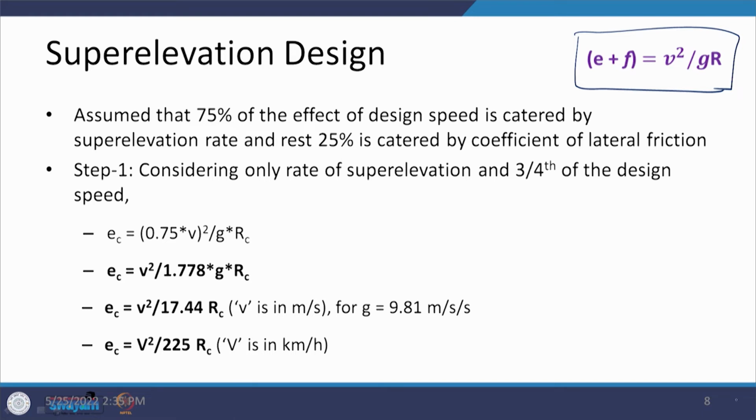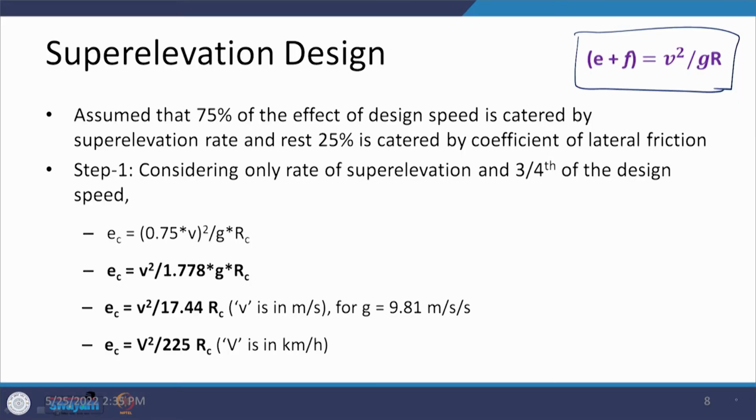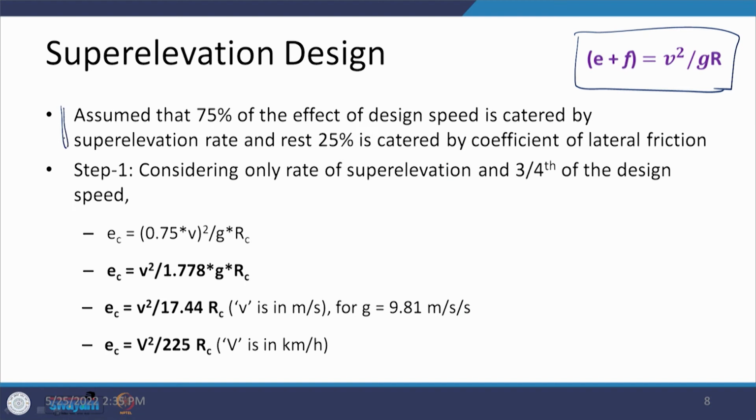If we are talking about this particular equation and considering how the vehicles are moving, the vehicles are going to be a combination of fast and slow moving vehicles, big and small vehicles. The vehicles which have CGs very near to the surface and those which have a CG quite up. Now, when we consider all of these conditions, so as to tackle this with the help of E and F, what is being assumed is that 75% of the effect of the design speed is catered by the super elevation rate, whereas the rest 25% is catered by the coefficient of lateral friction.